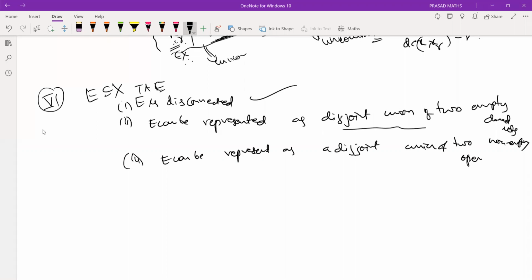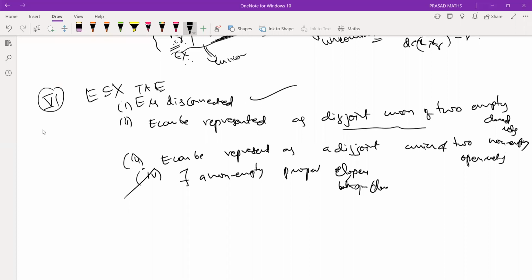Next, the fourth one is very important: there exists a non-empty proper clopen set. What is meant by clopen? Both open and closed, as I already told you. So there exists at least one proper clopen set. If at least one of the conditions is satisfied, one can say that E is disconnected.